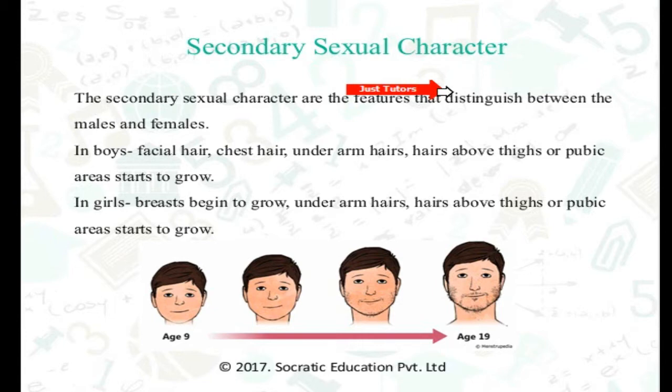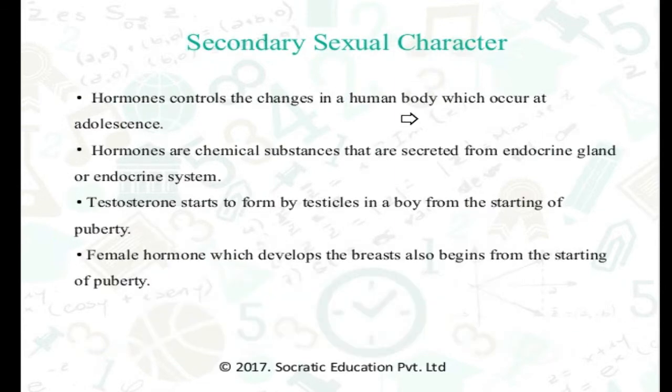Adolescence is a transitional stage of physical and psychological development that generally happens during the period from puberty to legal adulthood. As you can see in this picture, it ranges from age 9 to age 19. They are controlled by hormones. Hormones control the changes in the human body which occur at adolescence.